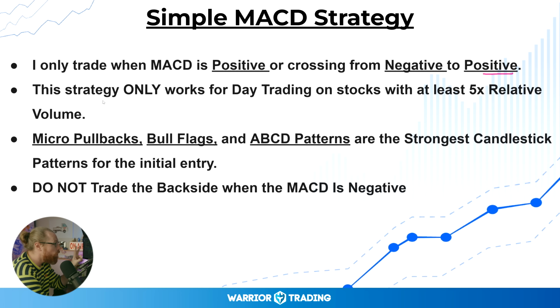Number 2, this is only a strategy that works for day trading on stocks, and it doesn't have to be stocks. It could be a currency or a Forex pair, something like that. But it has to be on an instrument that has at least 5 times relative volume. What does that mean? It means that the volume needs to be 5 times higher than its average volume over the course of the last 50 days.